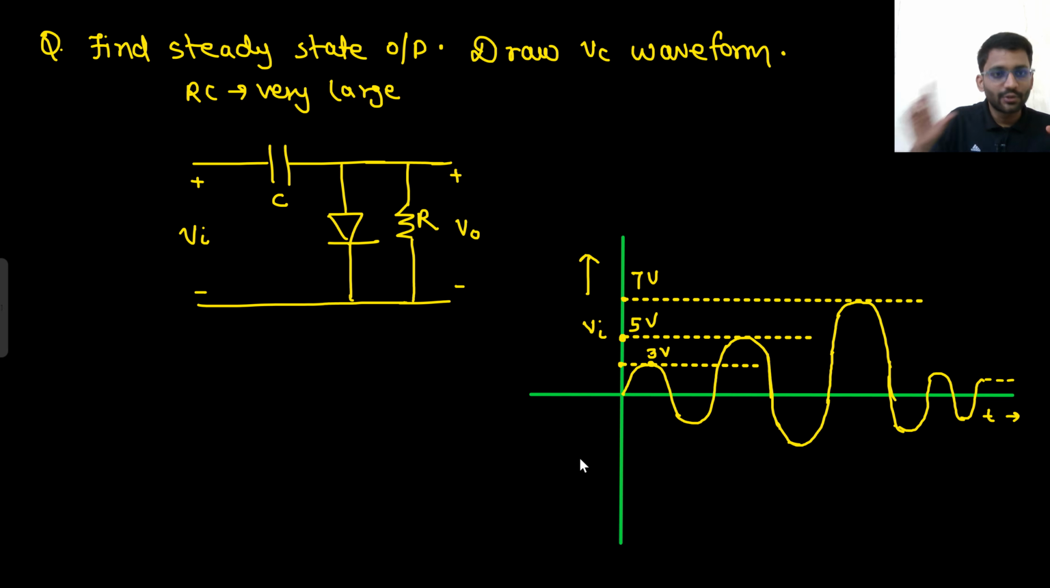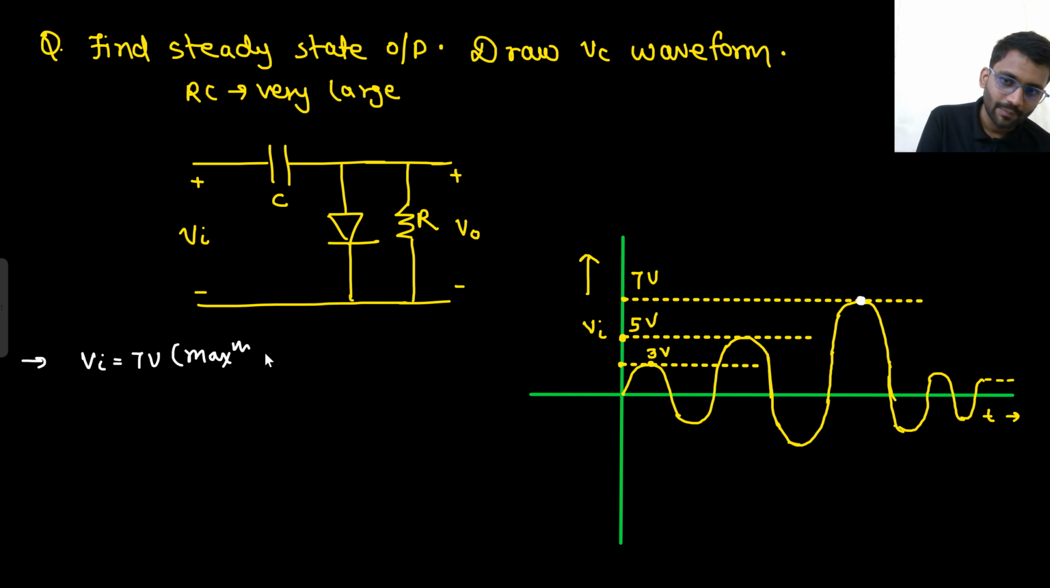Why so? Because I told you, you need to turn on the diode, but at the maximum possible supply. So what is the maximum possible supply? That is 7 volt. Maximum possible supply is 7 volt. So when V in is equal to 7 volt, this is the answer. Maximum positive supply. The diode is on. At that time, the diode is on.